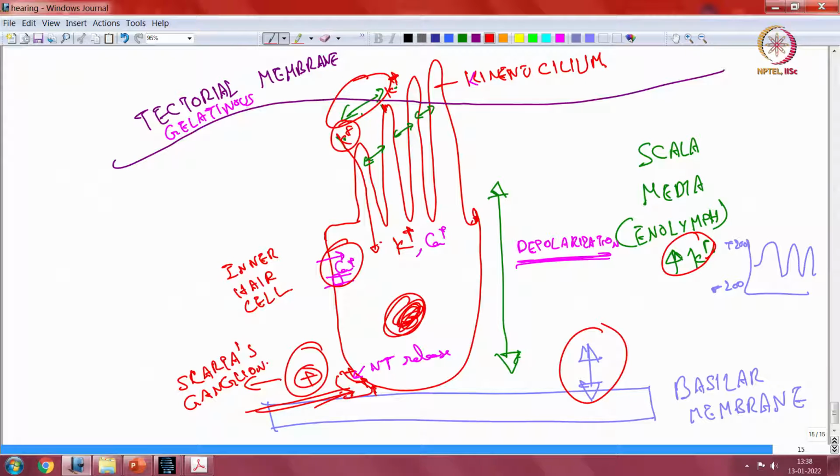So, potassium based dynamics produces this current into the cell, making the cell come back towards zero potential, which is the phenomenon of depolarization. Depolarization causes neurotransmitter release at the synapses. The synapses produce action potentials and the signal is transmitted onto the cochlear cells, bipolar cells. From there it goes on to the central nervous system. We will discuss that in the coming classes.